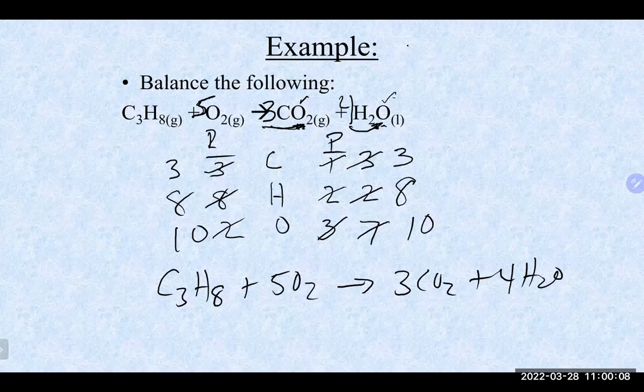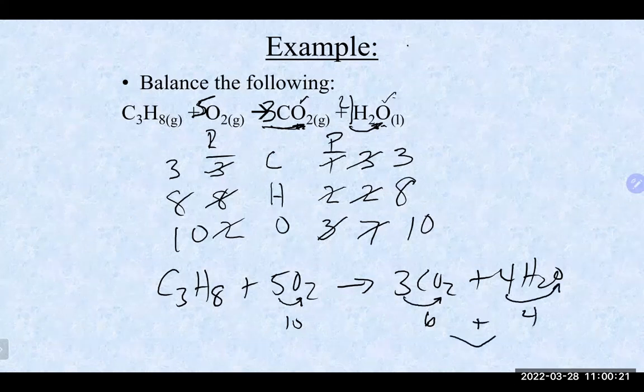The 10 for the oxygen? Yeah. On the left-hand side is 5 times 2, which is 10. And on the right-hand side, it is 3 times 2, which is 6, and 4 times 1, which is 4, which if you add those together, also gives you 10 on that side. Other questions?